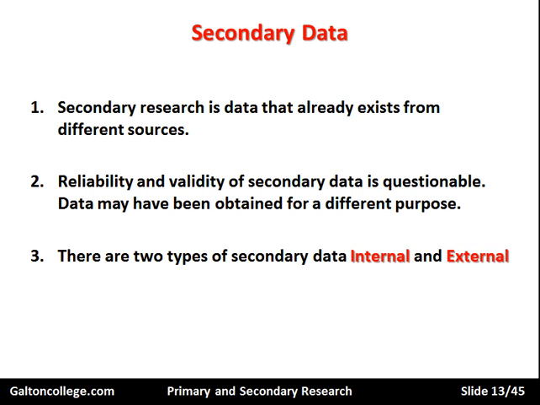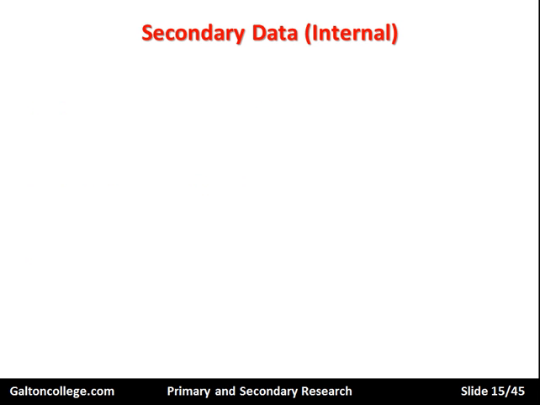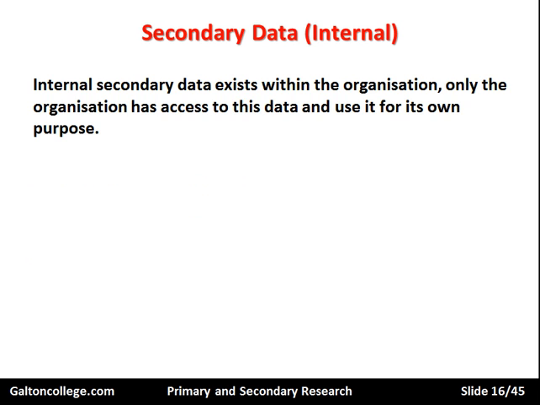There are two types of secondary data that we need to concern ourselves with here. These are internal and external. So let's look at internal secondary data. Internal secondary data exists within the organization, and only the organization has access to the data, and it uses it for its own purpose. So companies are constantly producing data about its output levels, its productivity, the number of employees it's got, the unit costs it faces, and so on.